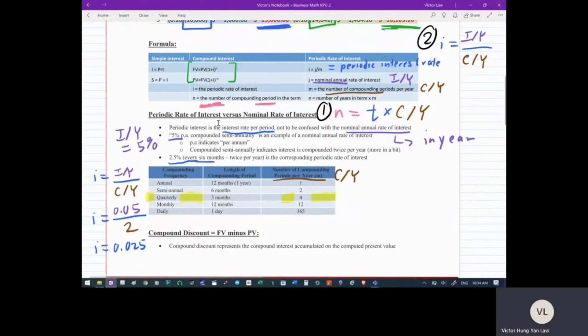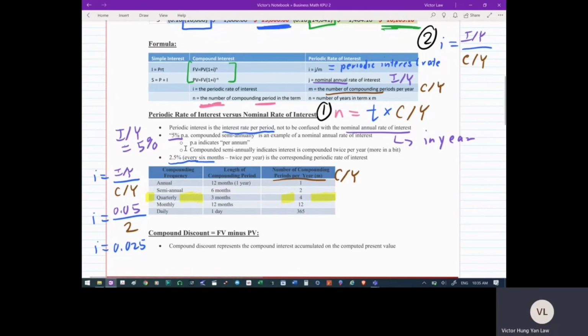Next, we're going to talk about the difference between periodic rate and nominal interest rate. The periodic interest rate is your small i. And the nominal interest rate is your I/Y, your J. So the periodic rate is i, and the nominal interest rate is your capital I/Y. These are two different terminologies. Make sure you know the difference. The example I gave you is 5% per annum compounded semi-annually. So 5% per annum is your nominal interest rate. That's your J or I/Y.